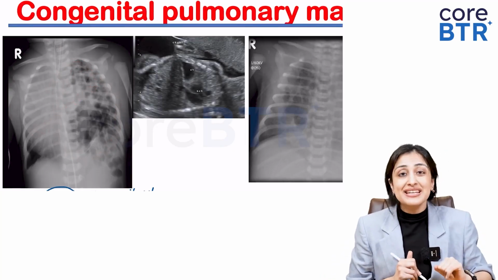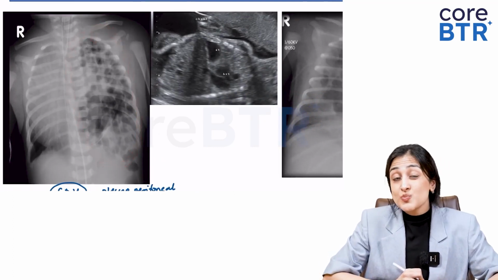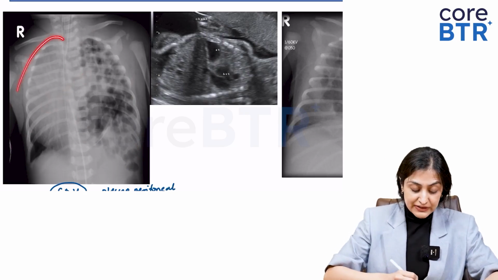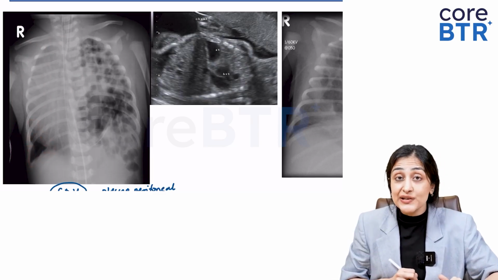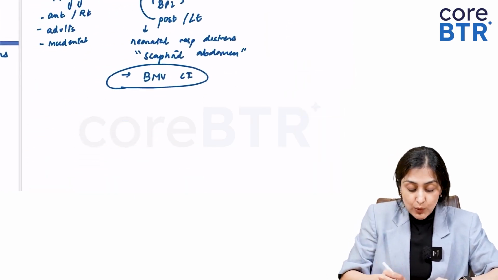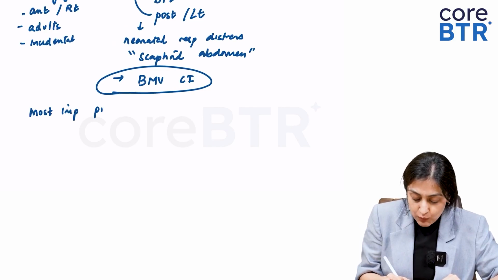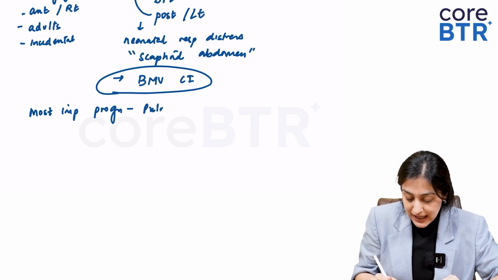So now what's happening in CDH? The left-sided lung got compressed by bowel loops. Not just that, it pushed the heart onto the other side. So now even the right lung is compressed. This is the only lung really remaining here. So this is why the most important prognostic factor here is your lung volume. So that is pulmonary hypoplasia.